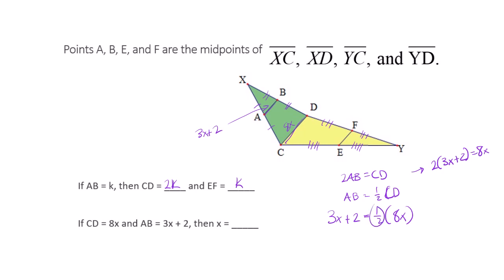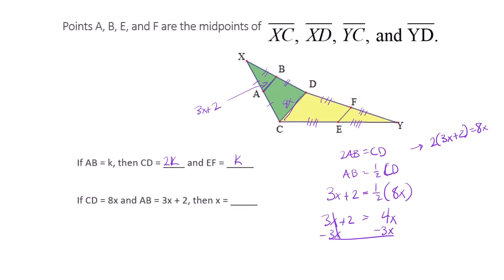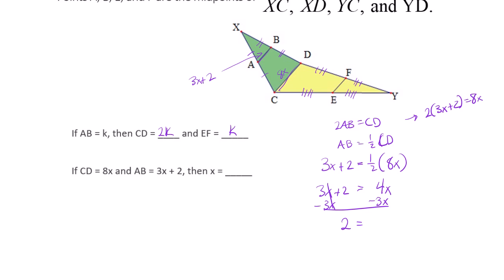In fact, one way we can get rid of this fraction is by multiplying both sides by 2. I'm not going to multiply both sides by 2 because 1/2 of 8 comes out pretty nicely, so I'll just keep it like that. Then I'm going to subtract 3x from both sides, and we get 2 equals 1x, or x equals 2. So that's our answer.